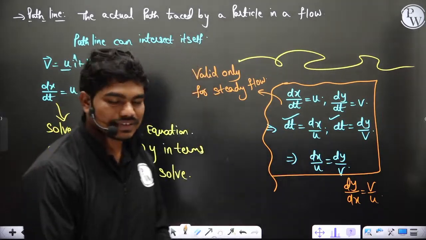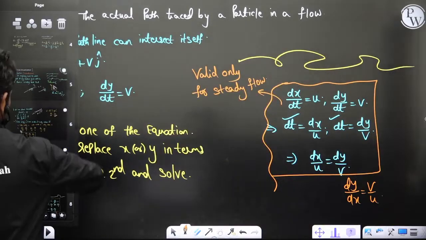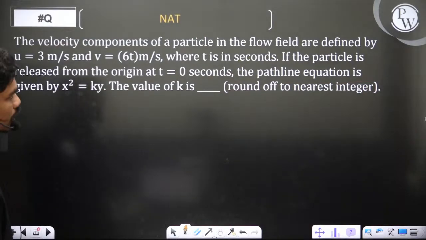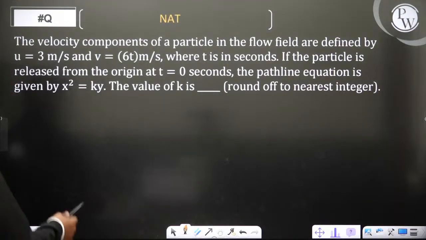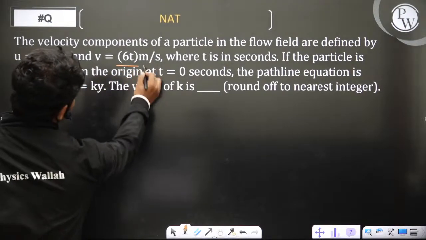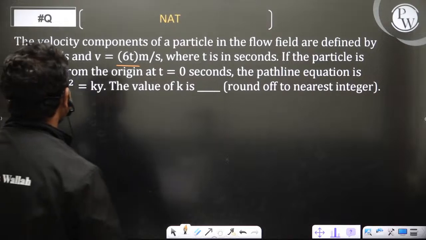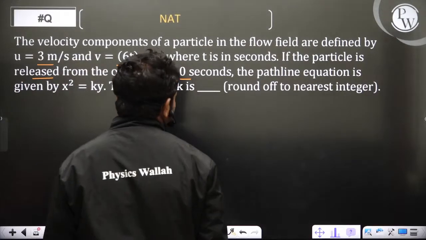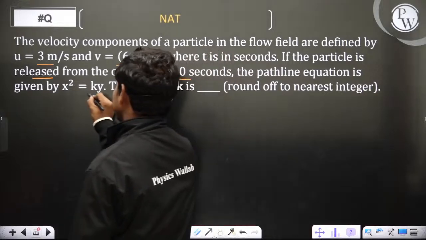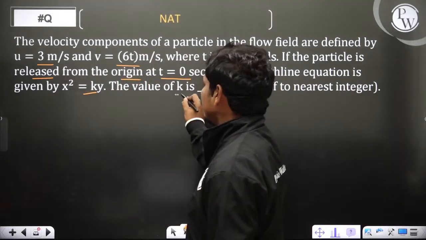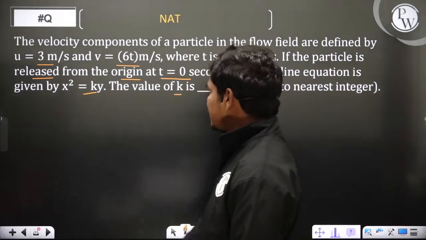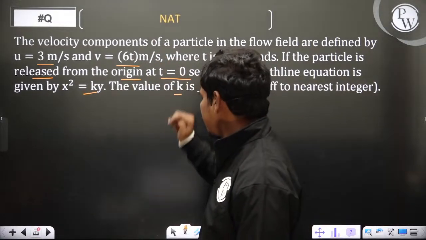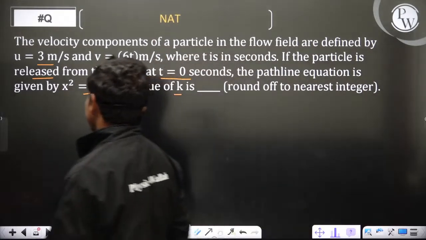I have taken a very simple example to show you how to calculate the path line equations. Look, we'll solve this equation. The velocity components of a particle in the flow field are defined by u is equal to 3 meters per second and v is equal to 6t meters per second, where t is in seconds. If the particle is released from the origin at t equal to 0 seconds, the path line equation is given by x square is equal to ky, the value of k is dash. So you can see they're telling you this particle is actually following this path, then what is the value of k? So let us see.